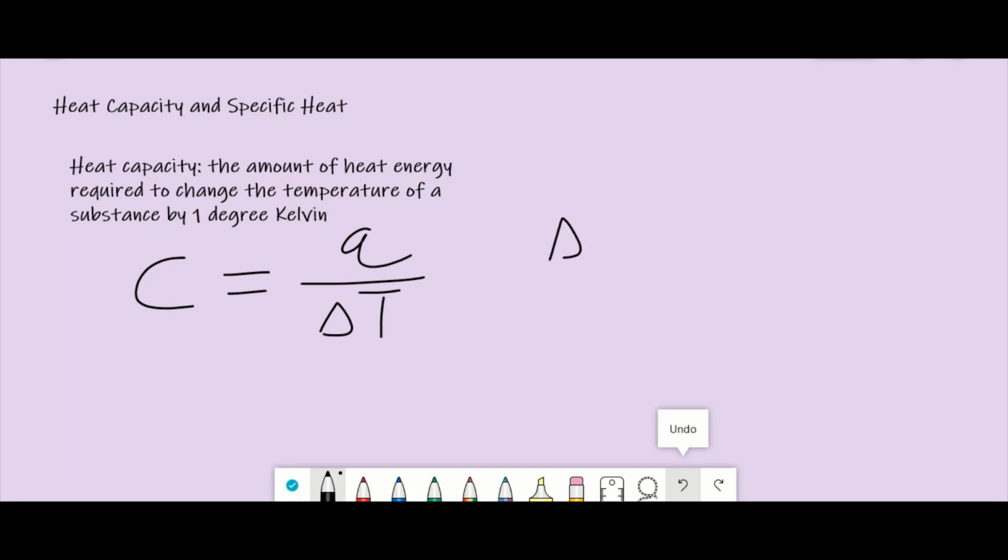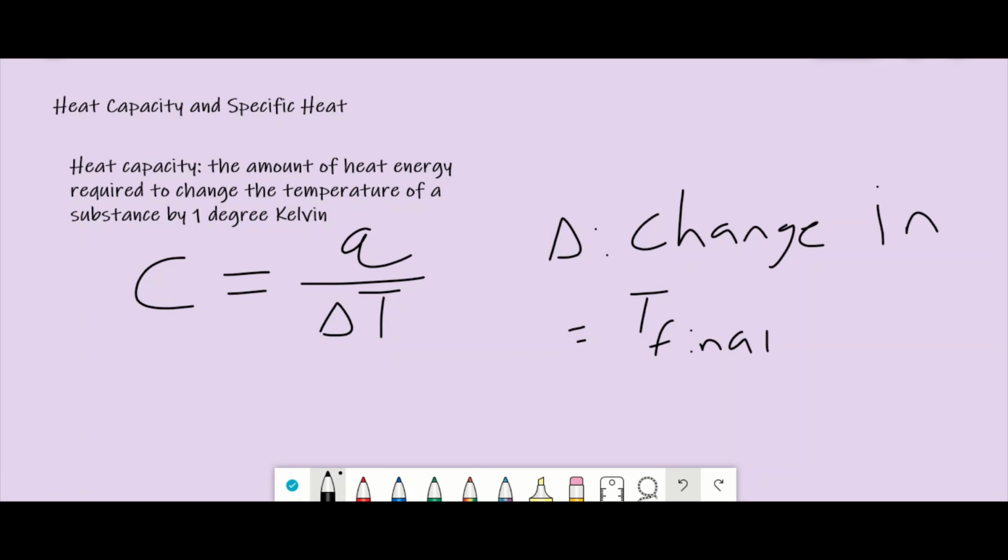So delta means change in. There's a little triangle right there. And all it means is basically T final minus T initial. So if you started at 10 degrees Celsius and ended at 20 degrees Celsius, your final would be 20 minus 10, which is just 10. So your change in temperature is just 10.